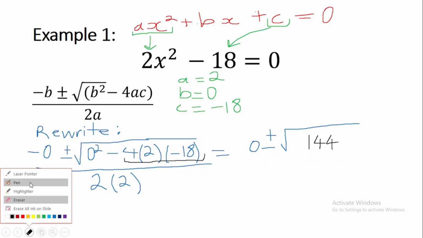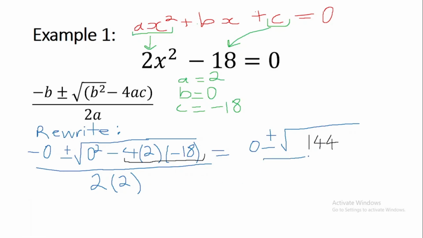Alright, so all of that all over 2 times 2, and 2 times 2 is 4. So now that we have that, all we're going to do is just rewrite what we have right there. So plus or negative. So with a plus or negative, we're going to have two terms right here. Because they are plus or negative, we need to find what the square root of 144 is. The square root of 144, that's going to be 12.